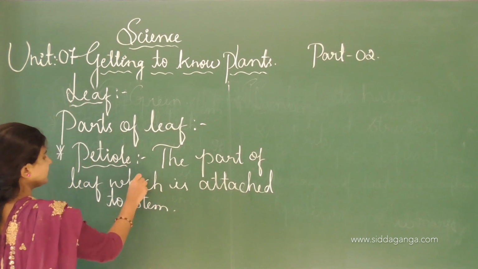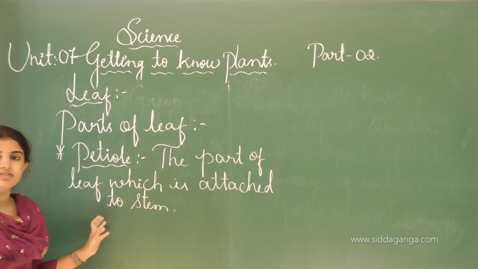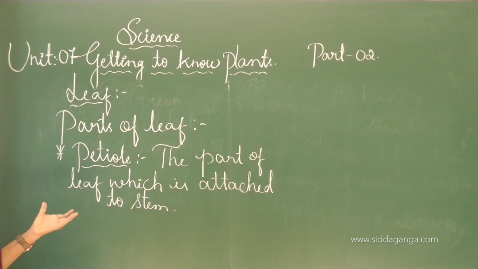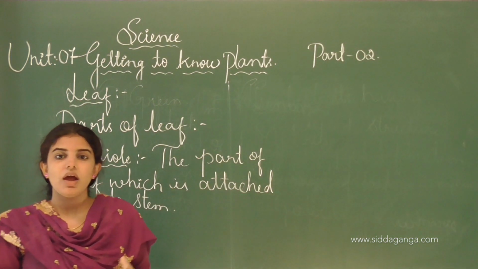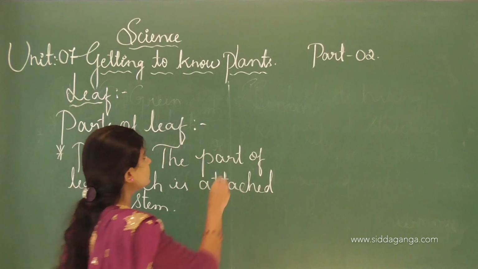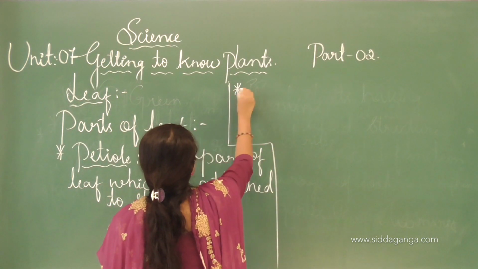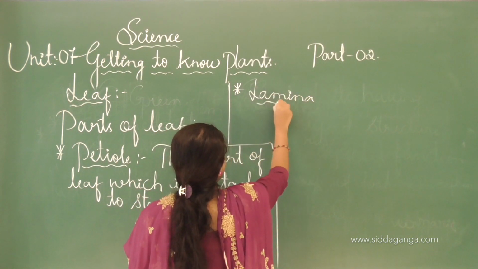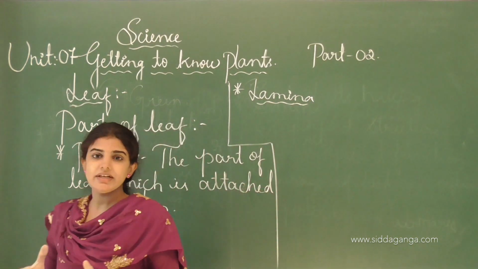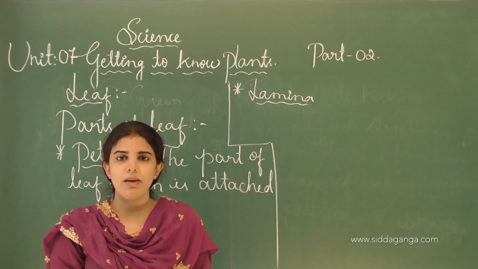This is the definition or term: the petiole is the part of a leaf which is attached to the stem, and that part we call a petiole. And one more is there, lamina. Lamina is the broad green part present in the leaf, and that one we call a lamina.